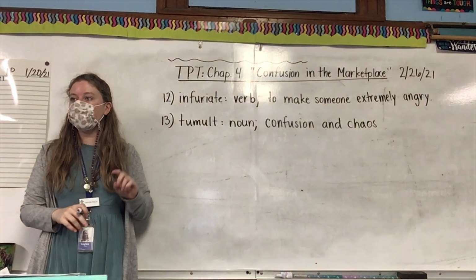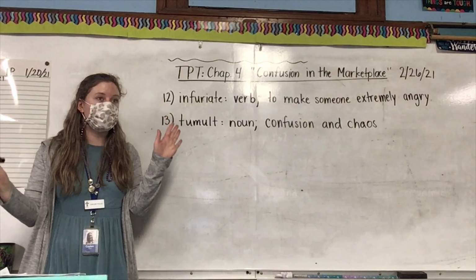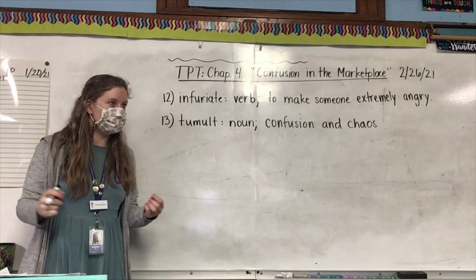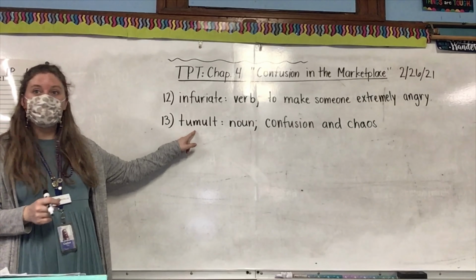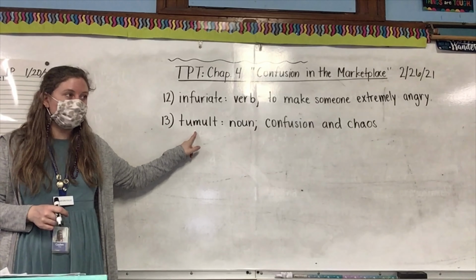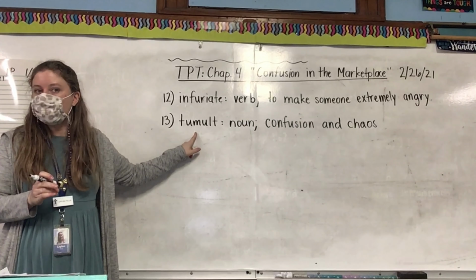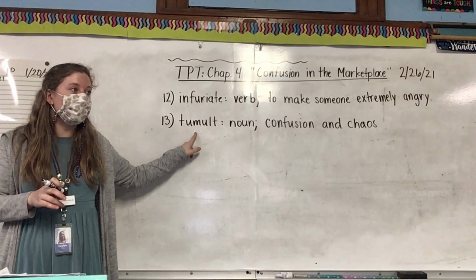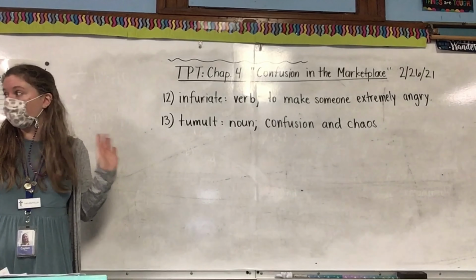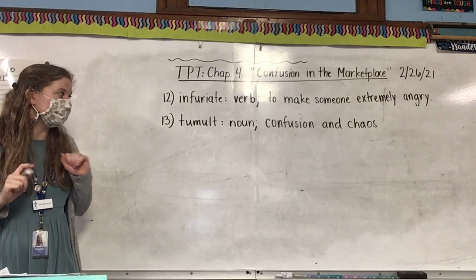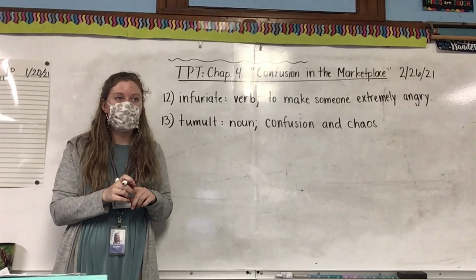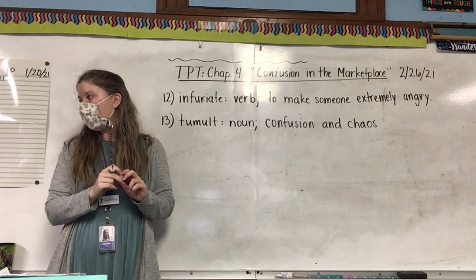So if you walk into a room and everybody's just going insane, like they're being really loud and running all over the place, like if you go to Chuck E. Cheese, you would walk in and that room would be in tumult, confusion and chaos. There's kids running all around. Some are crying, some are yelling, some are laughing. There's all kinds of sounds and noises and smells and things to see. That is what tumult is. If you walk into a room and everybody's just going wild, that room would be in tumult. Yes, Erin. How do you spell chaos? Chaos is spelled C-H-A-O-S.